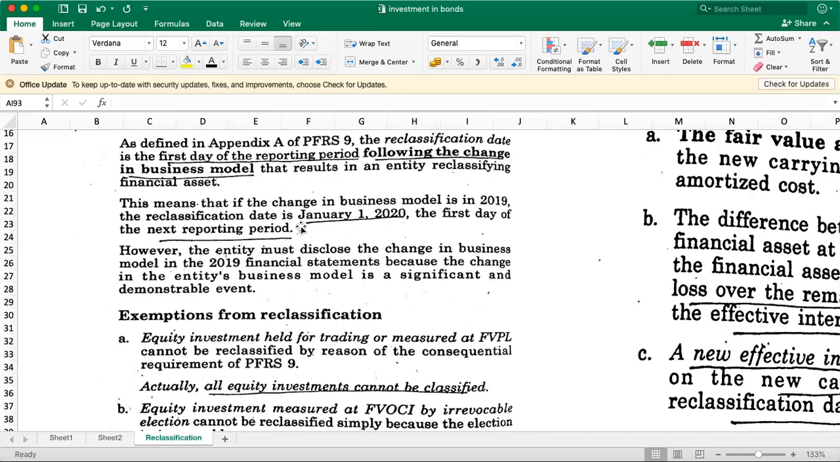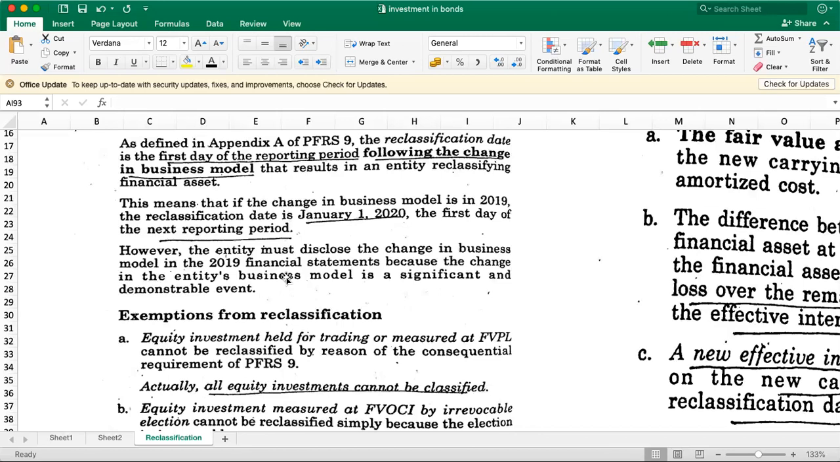Okay, so yan yung reclassification date natin. However, the entity must disclose the change in business model in the 2019 financial statements because the change in the entity's business model is a significant and demonstrable event. So, therefore, we need to disclose the changes in the business model on our 2019 financial statement. So, that starting January 1, 2020, it was disclosed already in 2019. So, the readers will also know that starting January 1, 2020, iba na yung classification ng investment natin.